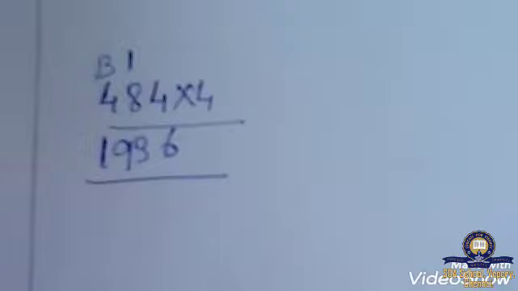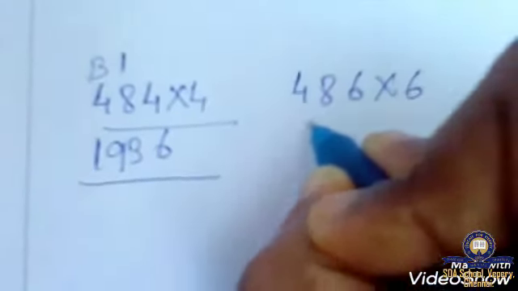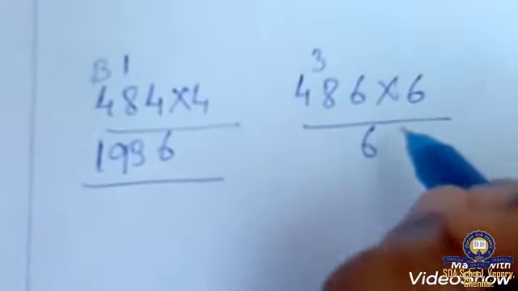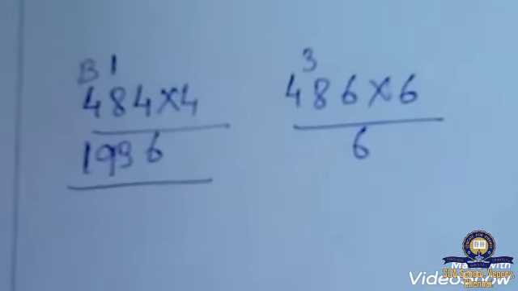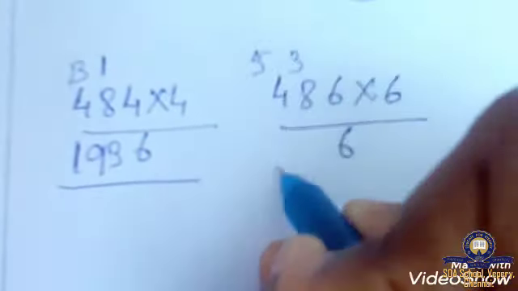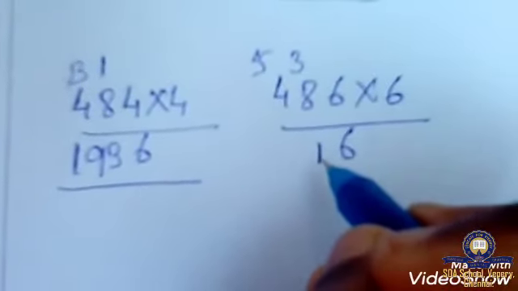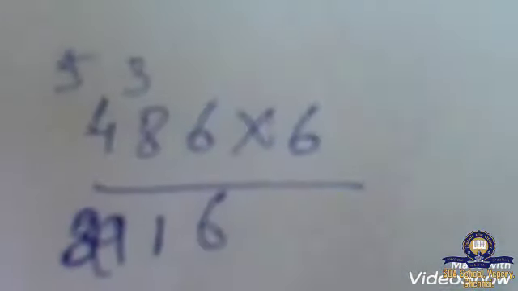So it is not nearest. So let me take 6. 6 6s are 36. 6 8s are 48. 48 plus 3, 51. 6 4s are 24. 24 plus 5. So the answer is 2916. So it is an exact number. Now put the 6 on the left side as a quotient.